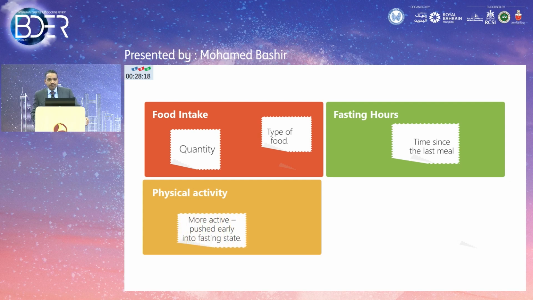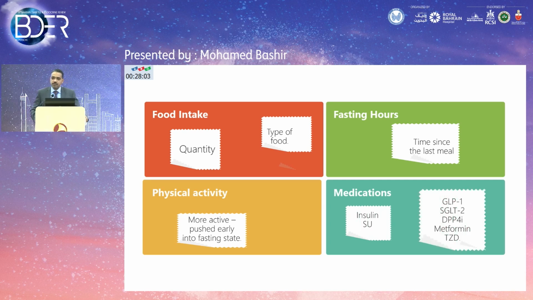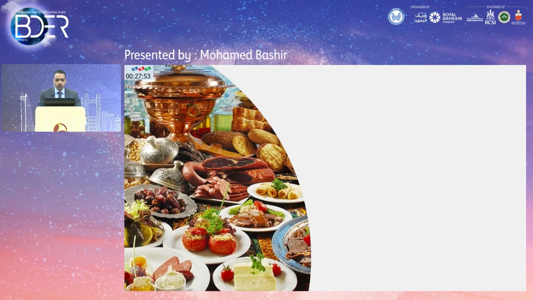Because the more active the person is, the more likely he is to consume the glycogen stored, and the more likely the person is to get into a fasting state and go through gluconeogenesis earlier than anybody else. And obviously, as you can imagine, medications play an important role in all of these. So the glucose excursion and how long it takes us to enter into fasting is impacted by many things, as I can show you here.